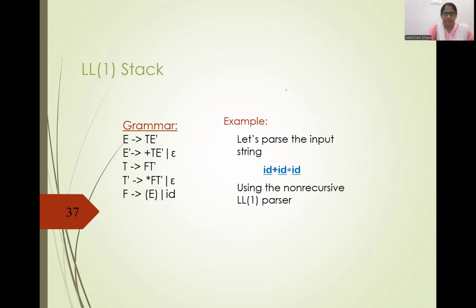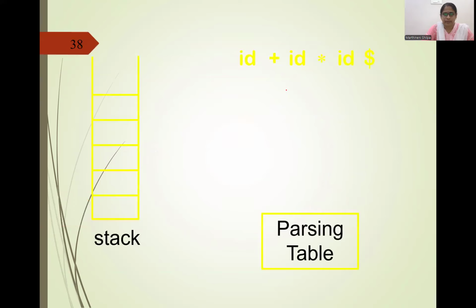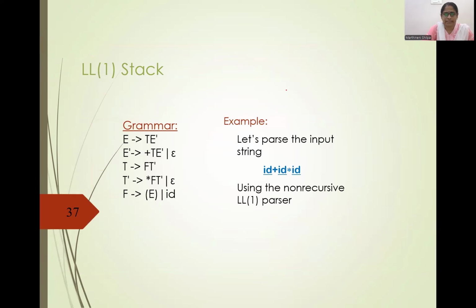Next, LL(1) parsing. Let me explain the parsing process by using one example. By using this example, let us parse the input string id + id * id. Now the parsing table is constructed. After that, the top of stack element is initially dollar, and then the starting symbol of the grammar, E, will be stored in the stack.